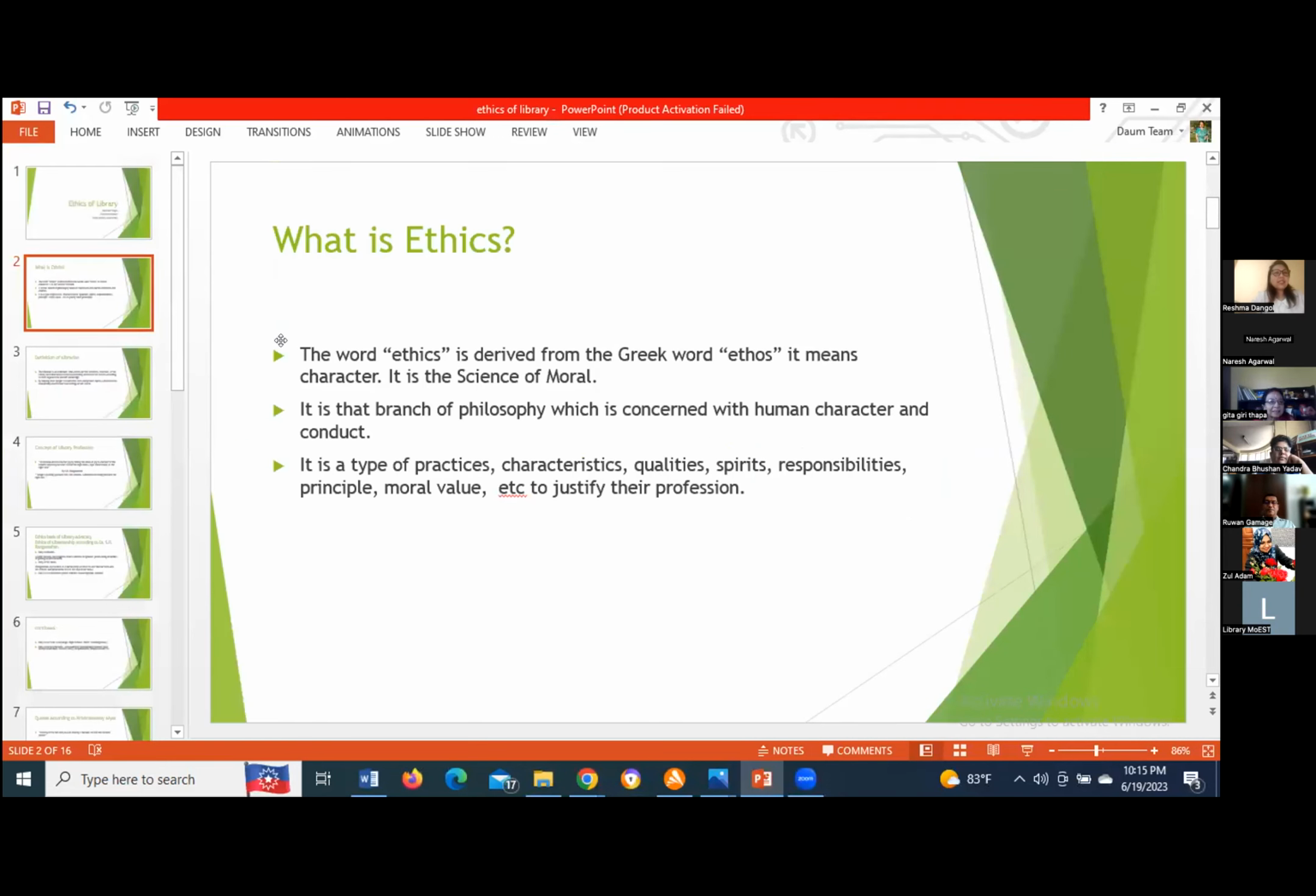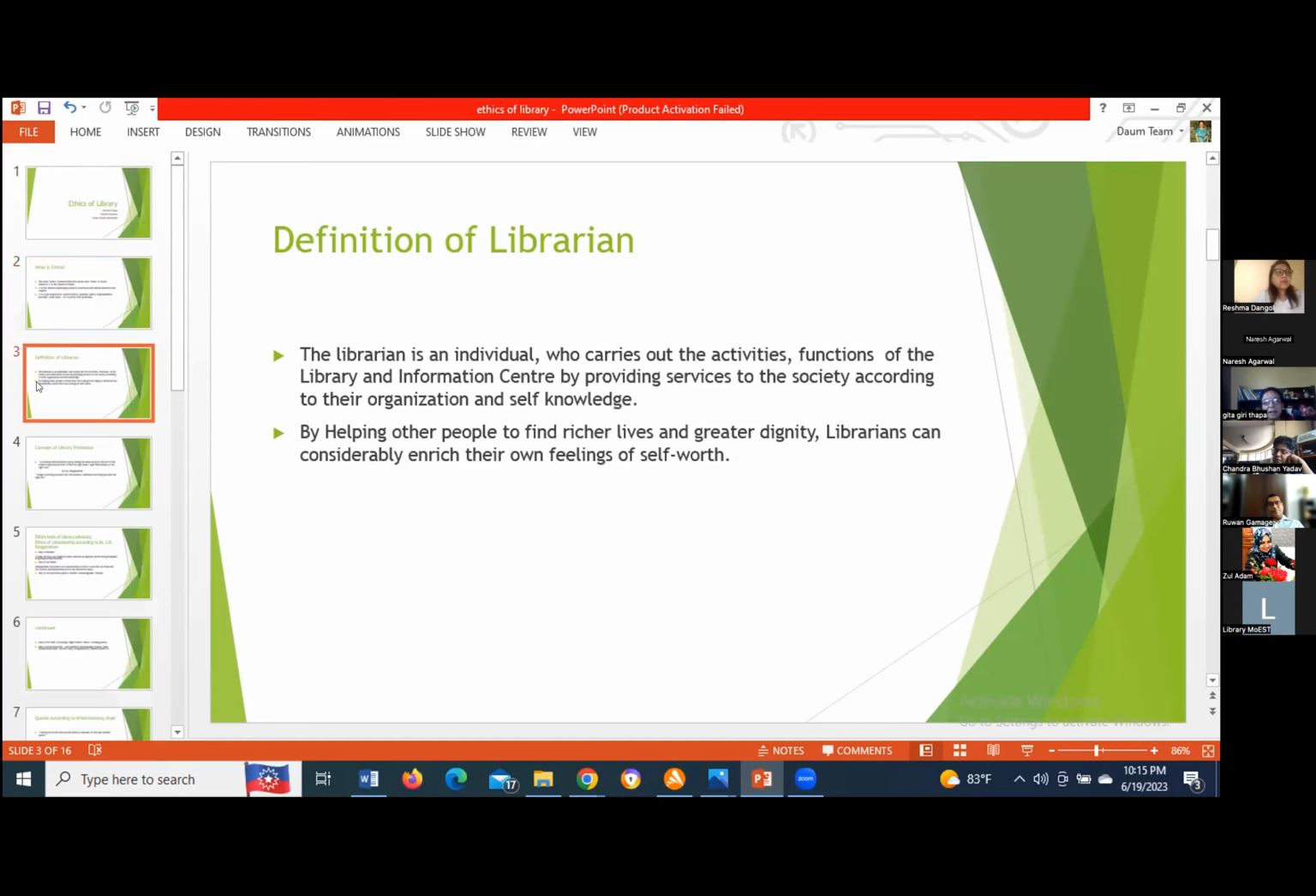So what is ethics? The word ethics is derived from the Greek word ethos. It means character. It is the science of moral. It is that branch of philosophy which is concerned with human character and conduct. It is a type of practice, characteristics, qualities, spirits, responsibilities, principles, moral value, etc. to justify the profession.